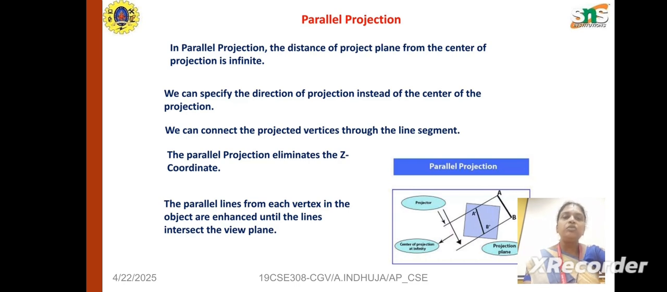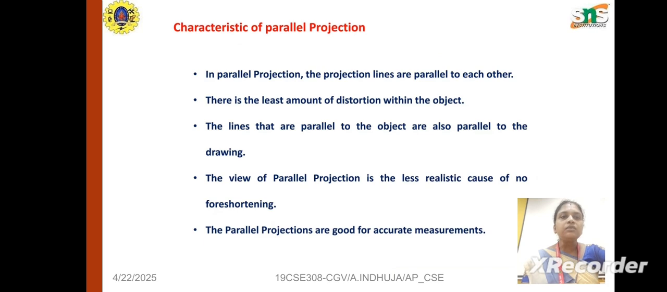The parallel projection eliminates the z coordinate. Here we are not going to consider the z coordinate, only the x and y coordinates. So in projection we consider only two coordinates, one is x and the other is y. The parallel lines from each vertex in the object are extended until the lines intersect the view plane. So these are the characteristics of parallel projection.